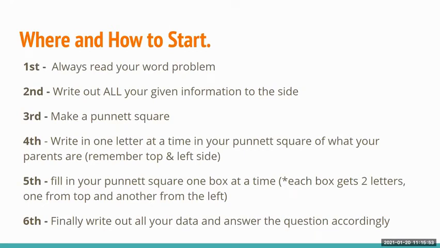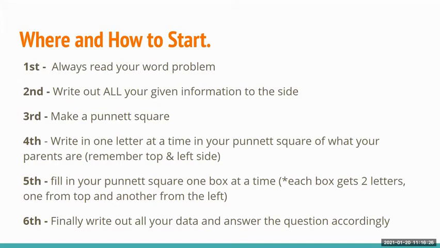Now, here are some steps that really help you out in being successful with your Punnett squares, especially when it comes to word problems. The first two steps especially. We've done 3 through 6, but the first two are really what are going to set you apart from being successful and struggling. The first step is to always read your word problem. Read every single word of that word problem. We are usually very good at skimming. Word problems are usually not very long, so please take the time to read them carefully.